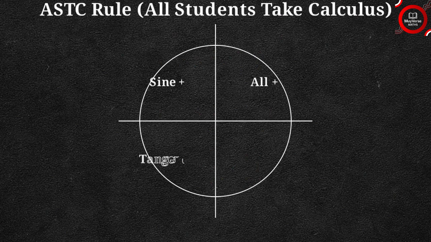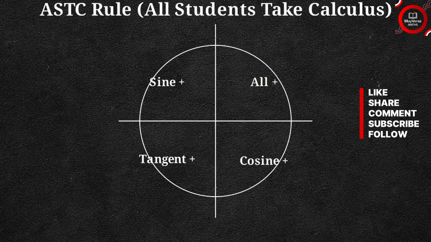Next, the ASTC rule. All students take calculus. Here is the ASTC diagram on a clean blackboard. Quadrant 1 is all positive. Quadrant 2 is sine positive. Quadrant 3 is tangent positive. Quadrant 4 is cosine positive.